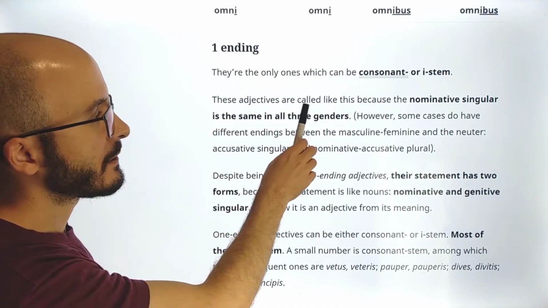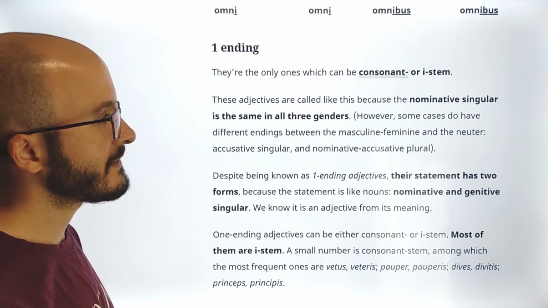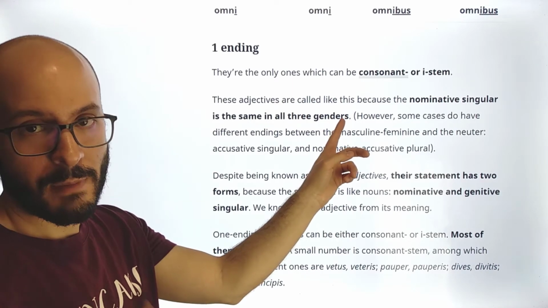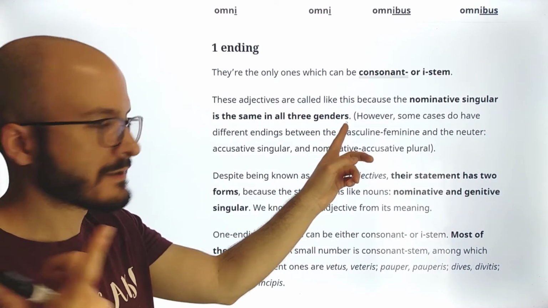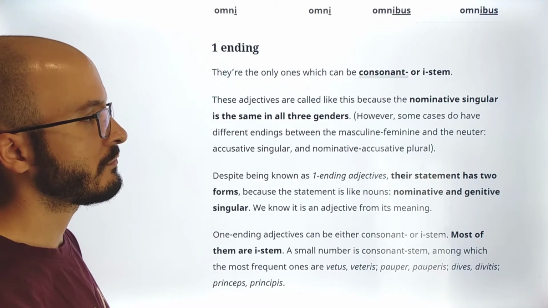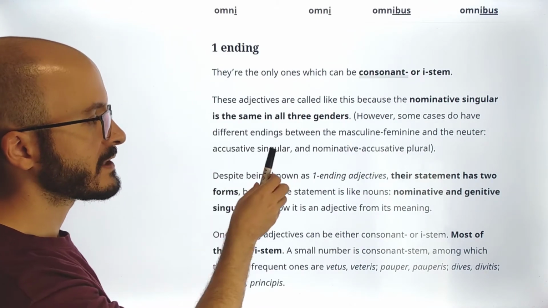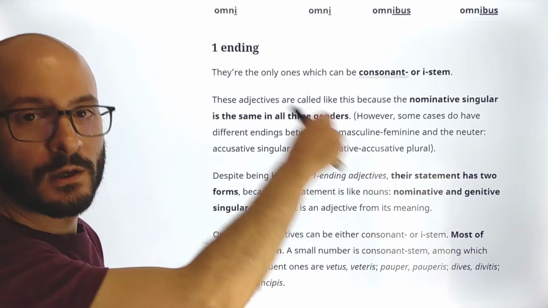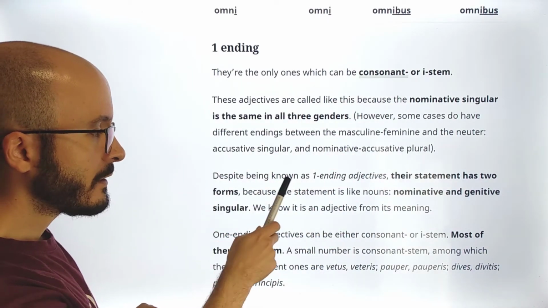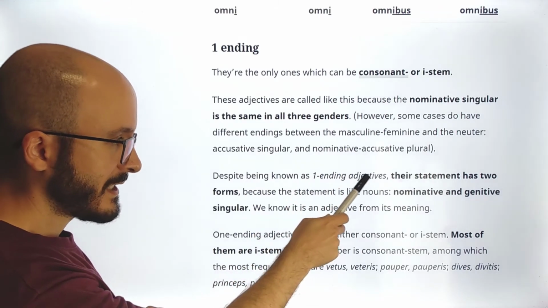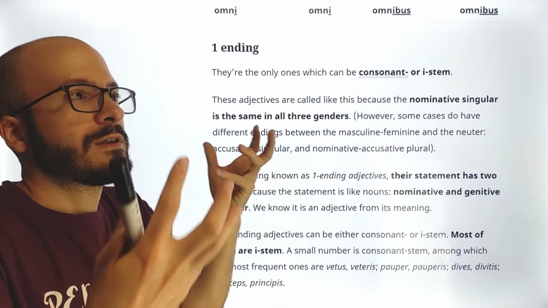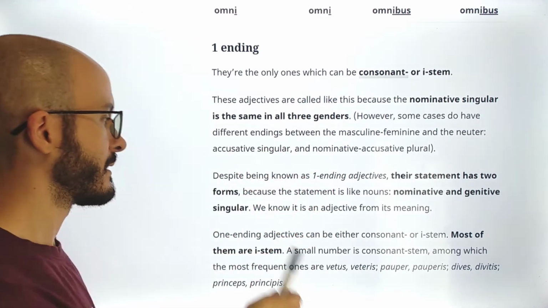These adjectives are called like this because the nominative singular is the same in all three genders, okay? But, there are buts, okay? However, some cases do have different endings between the masculine, feminine, and the neuter: accusative singular and nominative and accusative plural. We are going to see it in the table, okay? Now, despite being known as one-ending adjectives, their statement has two forms. So, how is that possible? We are going to explain it.